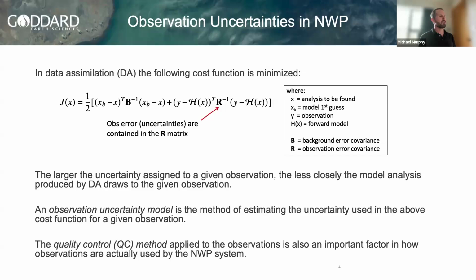And an observation uncertainty model is the method of estimating the uncertainty used in the above cost function. So the uncertainty model is kind of set aside from this cost function. It's just used to estimate what goes into the R matrix. Another very important piece of this is the quality control method that's used, because that really affects what observations are actually used in the system.